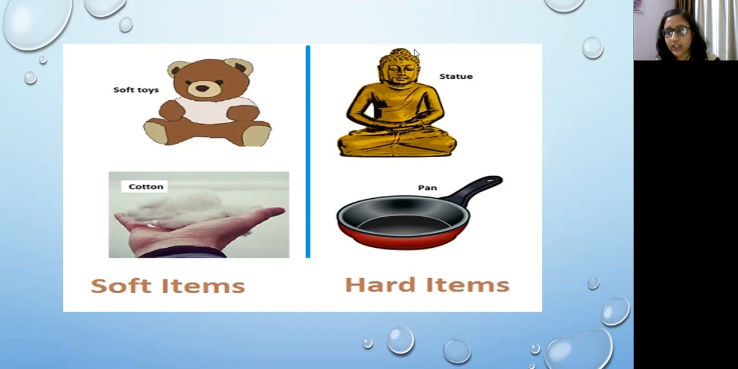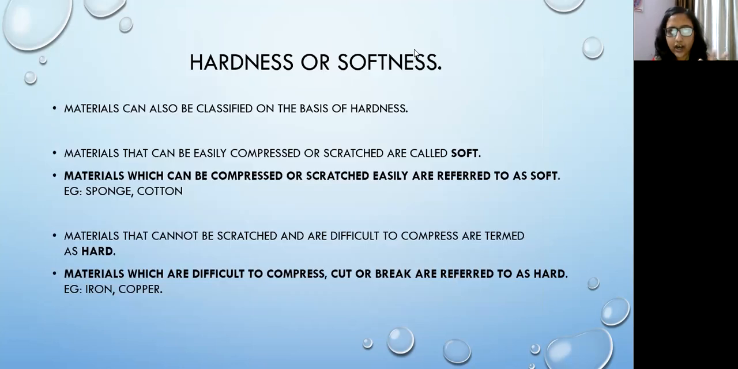Now, if I talk about the statue, the span, these all are hard items, right? So we cannot compress them. What will happen if I try to compress a statue? Will its shape change? No, no, right? I cannot cut it even. I cannot break it. It will not break very easily. It can be broken, but not very easily. So that is why it is considered as a hard item. Fine. So this is a picture showing soft and hard items.